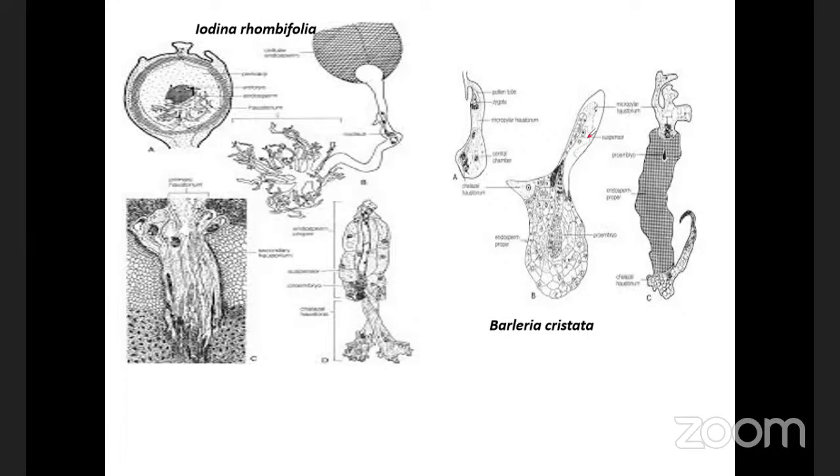The endosperm, it is projected. You see here the endosperm, how widespread it is, absorbing the nutrition and supplying the nutrition to the developing embryo. In Borreria cristata, you see how the endosperm haustoria are forming like this.